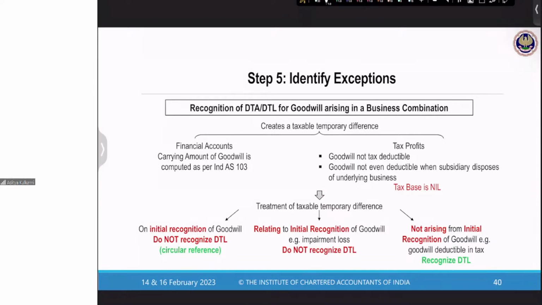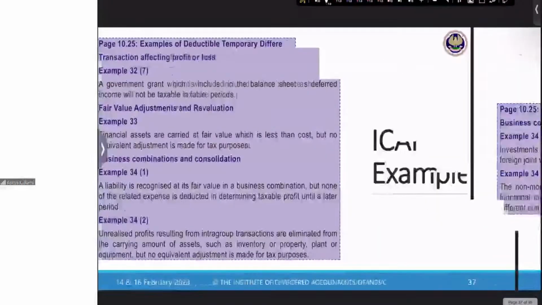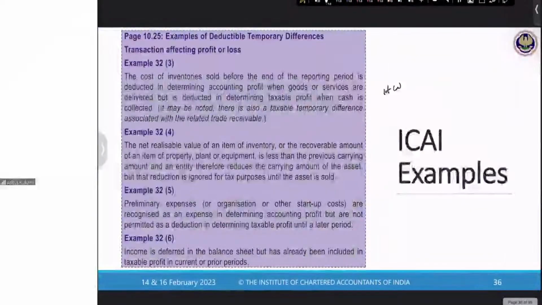Okay, so Kaushiki has a problem in example 30.